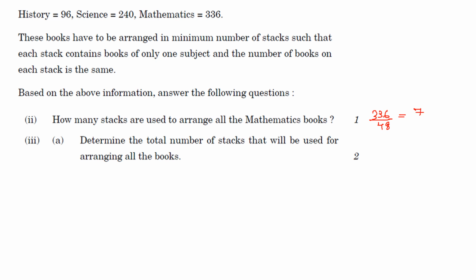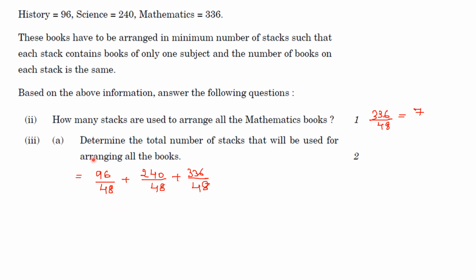Now the next question is, determine the total number of stacks that will be used for arranging all the books. For all the books total, how many stacks are needed? So you see, for history, 96 books, and we know that in each stack you will have 48 books only. So now divide it, 96 by 48 plus 240 by 48 plus 336 by 48. Why am I dividing? Because the question says that in each stack you will have equal number of books. So to keep 96 books, each stack will have 48.